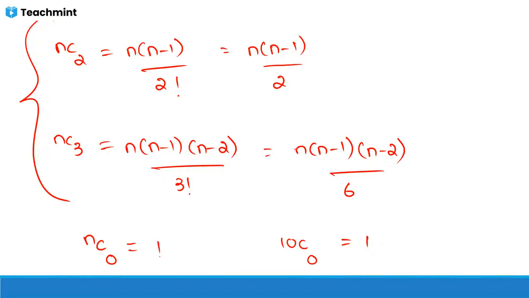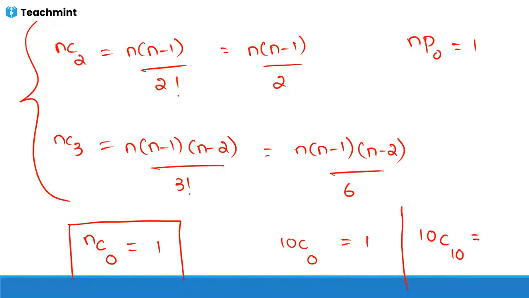nC0 is 1. Using the previous relationship, nP0 is also 1. nC0 is nP0 divided by 0 factorial, which gives the same thing. But for nC0, the basic meaning is n people attended the interview, you are not selecting any person. It's only one way.